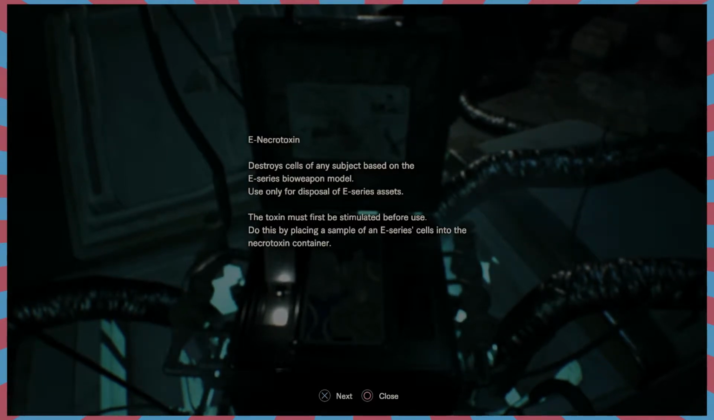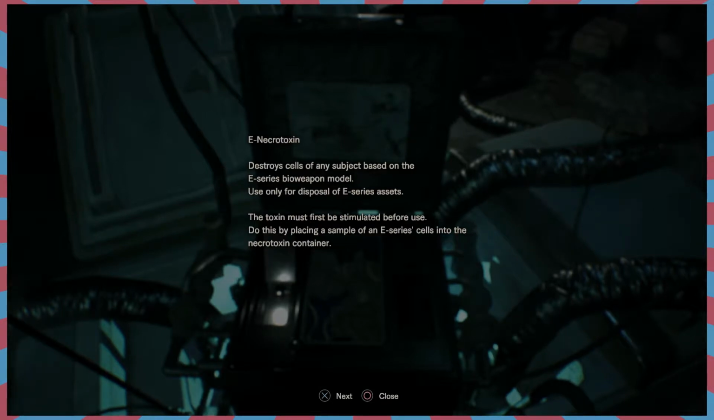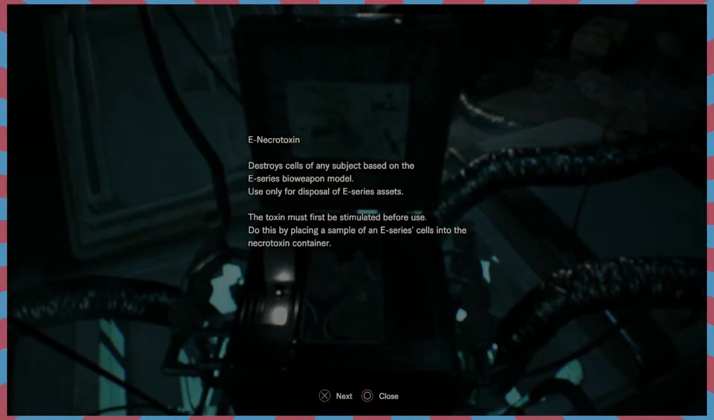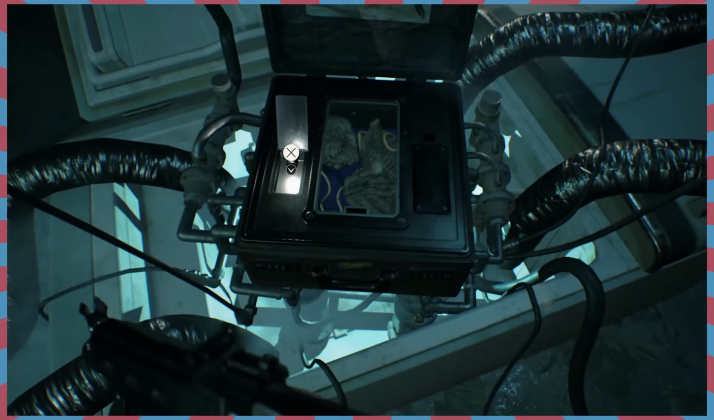The E-necrotoxin destroys cells of any subject based on the E-series bioweapon model. Use only for disposal of E-series assets. The toxin must first be stimulated before use. Do this by placing a sample of E-series cells into the necrotoxin container. So we need a sample of E cells.